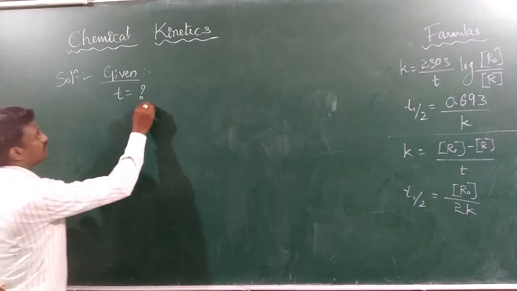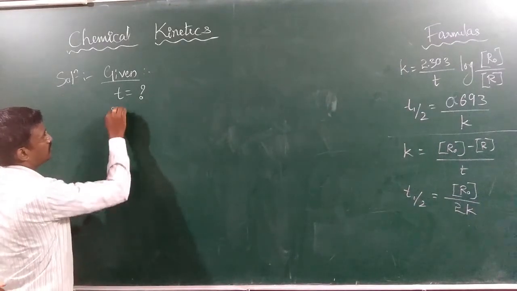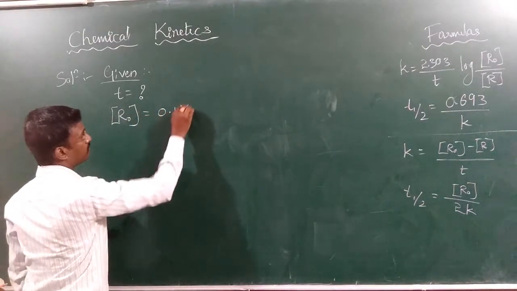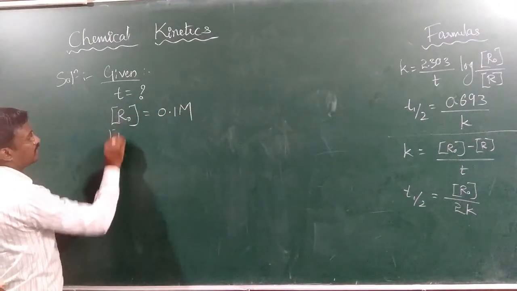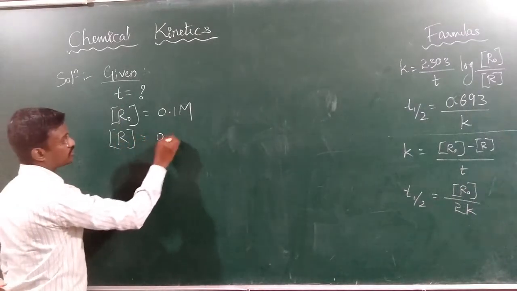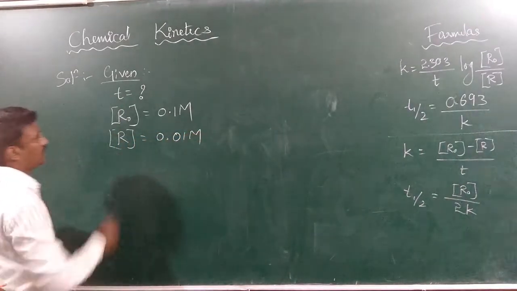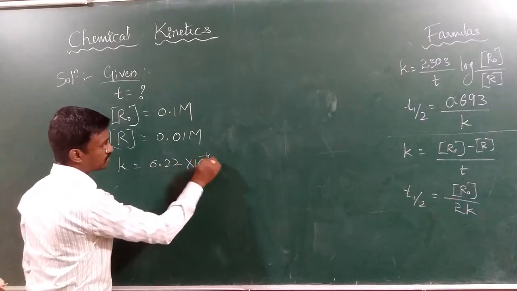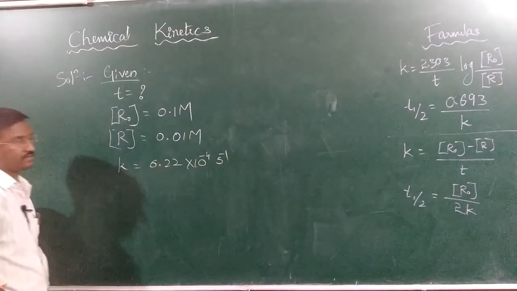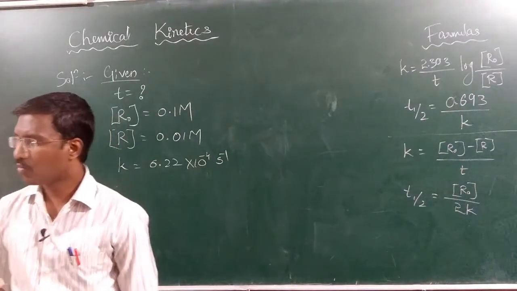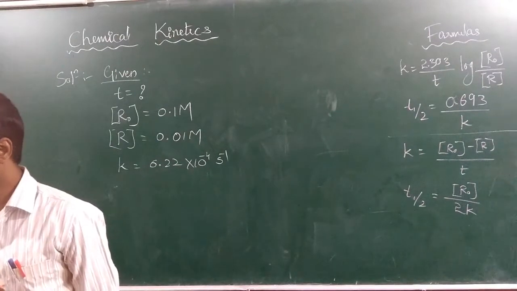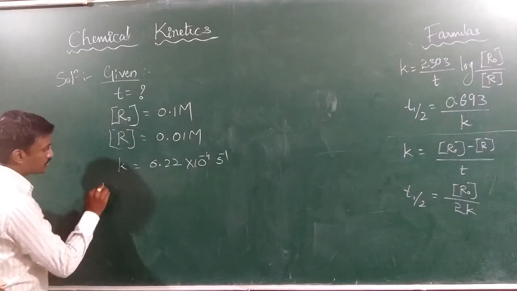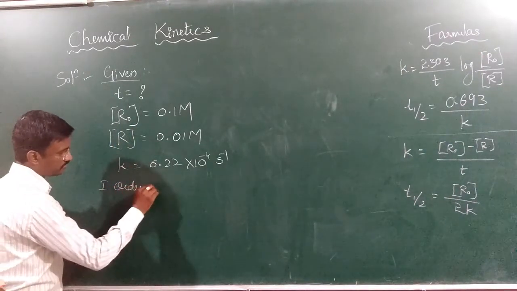Here they have given 0.1 M, which is the initial concentration, R naught. The concentration at time t becomes R, which is 0.01 M, where K is 6.22 into 10 raised to minus 4, with SI unit per second. And what they have asked is to calculate the time. Is this clear? They have mentioned that the reaction follows first order.